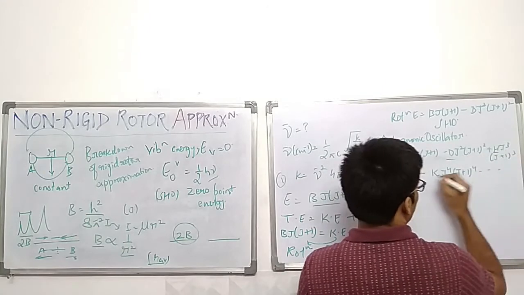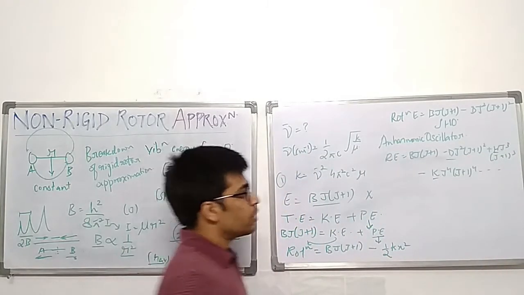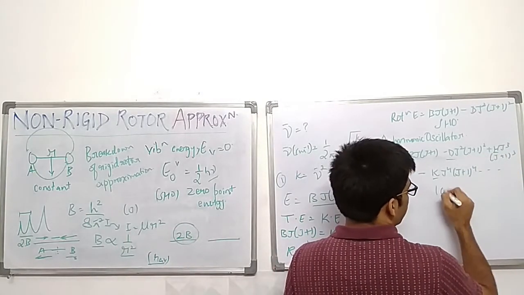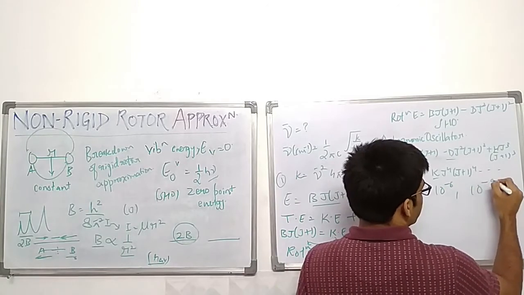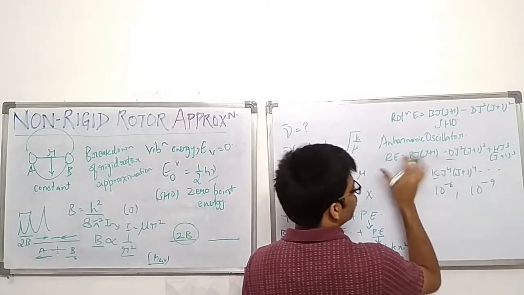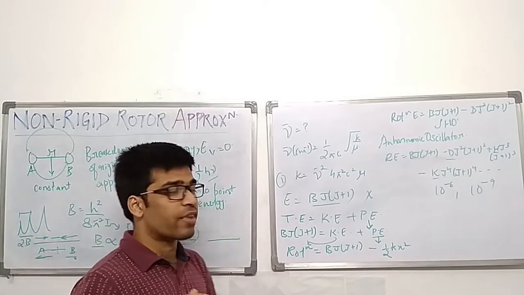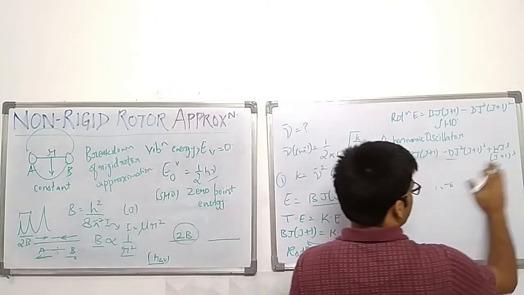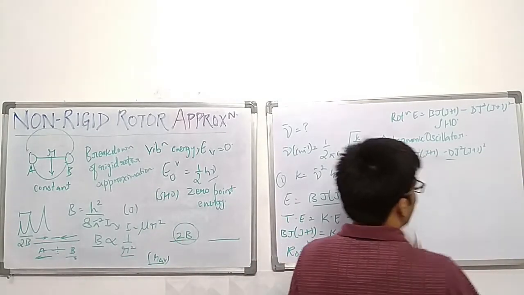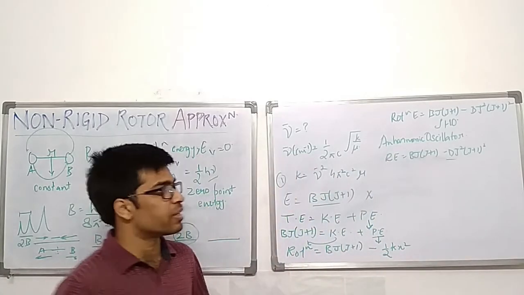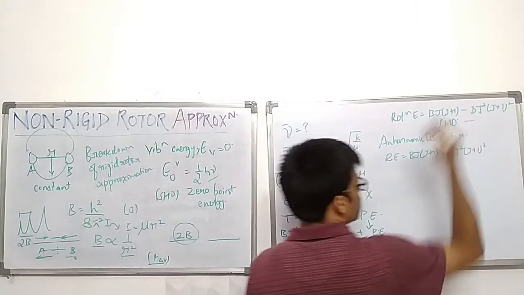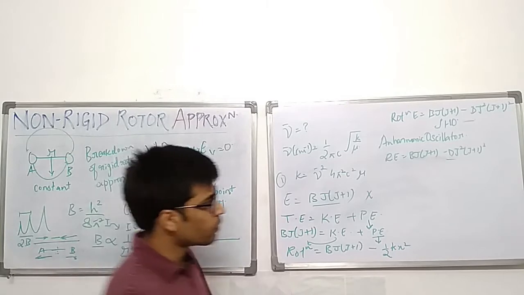constants B, H, K. Now the value of these constants is in the order of 10 to the power minus 6, 10 to the power minus 9. So their contribution to the total energy decreases very much. As a result, we can neglect these. And so far, for our simplicity purpose, we are considering the molecule to be a simple harmonic oscillator only.